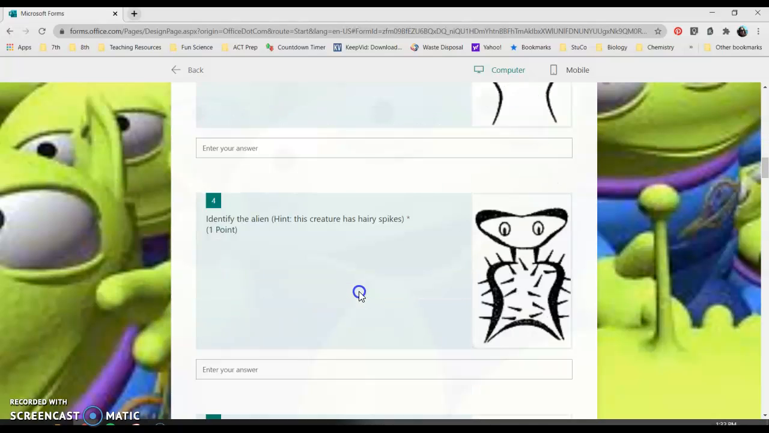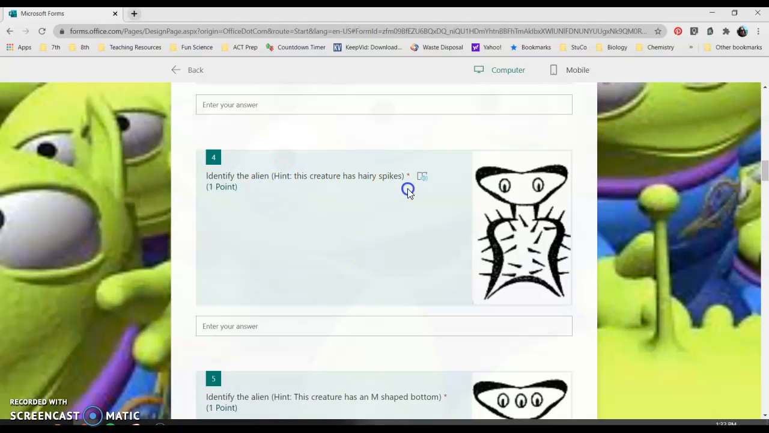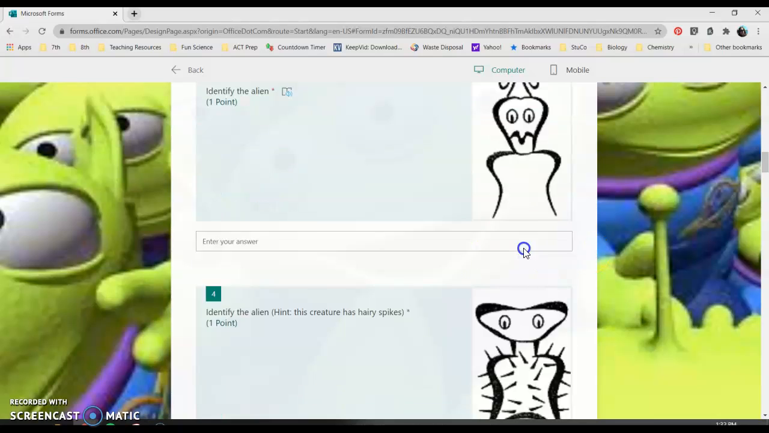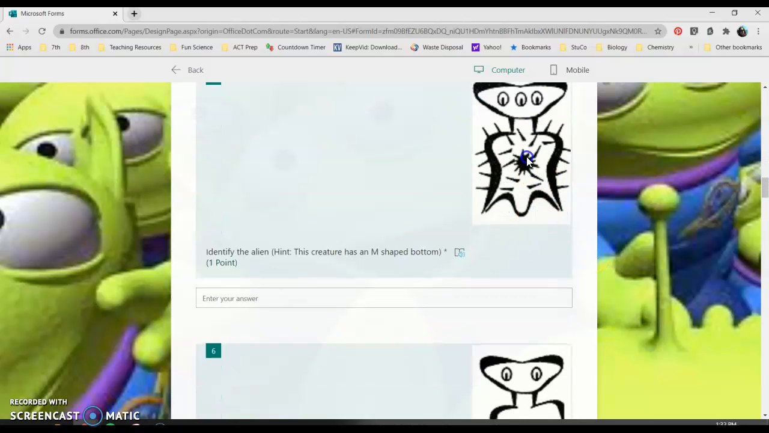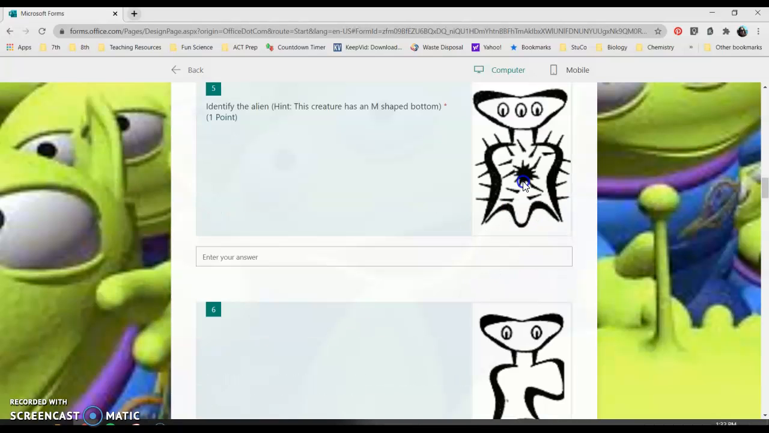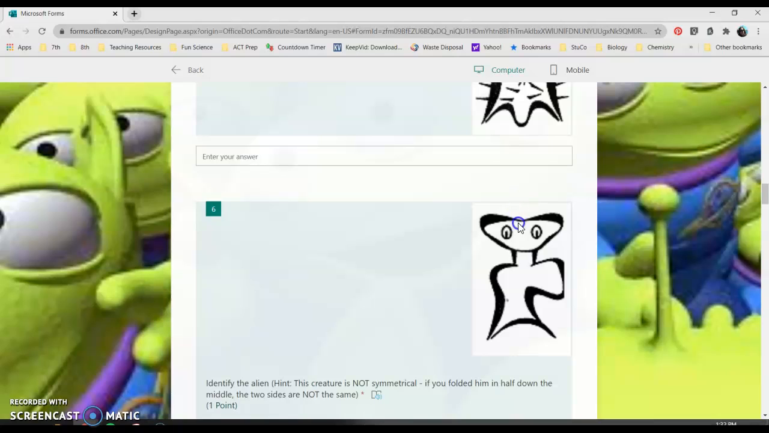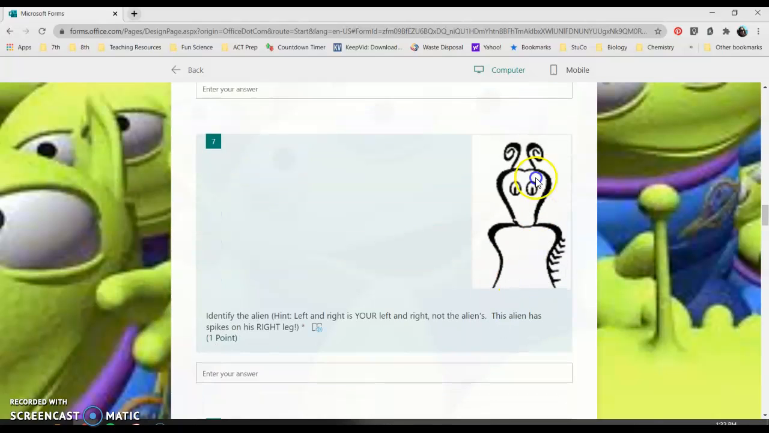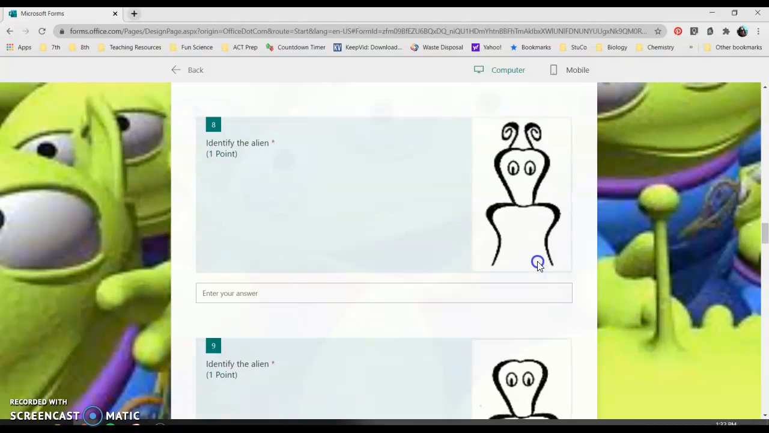Okay, so you have 20 aliens. Pay attention to the hints. This has got some hairy spikes. If you don't need a hint, they're pretty self-explanatory. I didn't put any hints. This one's got an M-shaped arc. This one's symmetrical, so if I were to cut him in half down the middle and then fold him in half, symmetrical means that both sides would look the same. This guy is non-symmetrical or asymmetrical. Okay? Or not symmetrical.